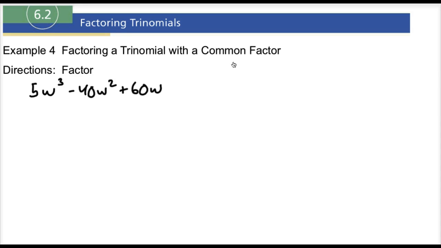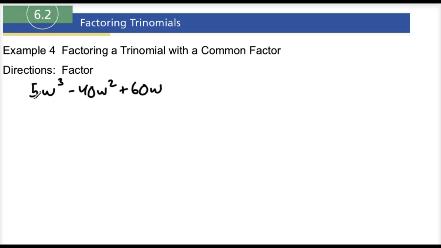Example number 4, we're going to be factoring a trinomial with a common factor. Anytime you factor anything, if the problem says to factor, it's a good idea to always try to factor something out of the first 3 terms. So if you see anything in there that they have in common, that's what you're going to want to do. That means you're going to want to factor out anything out of the first 3 terms that you see that they have in common.